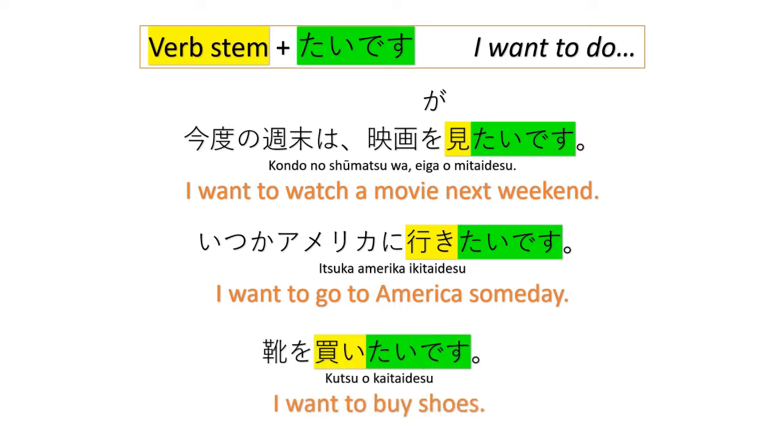Kutsu kaitai desu. Here, the verb stem is kai when masu is removed. So it comes from kaimasu. Okay, understood?